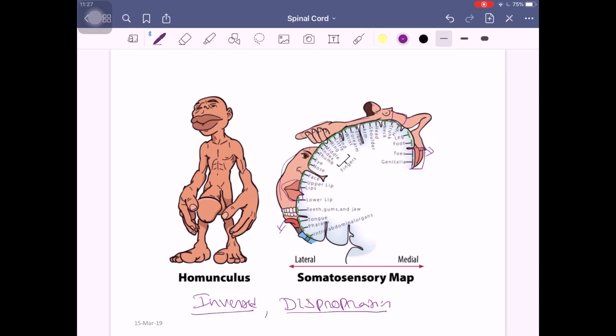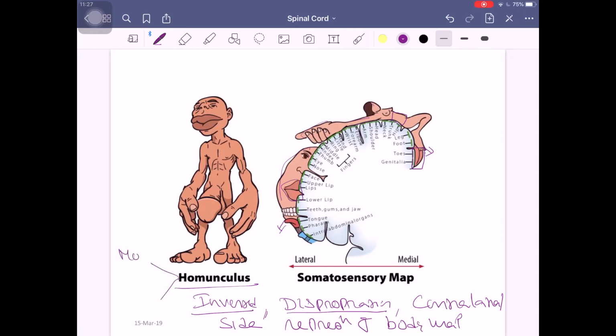So this is why it is not appropriate. If your trunk is big, you should have a big representation, but the trunk representation is small. That is why we call it disproportionate. So inverted, disproportionate, and contralateral. Contralateral means opposite side representation of the body. This body image or body map is what we call a homunculus.